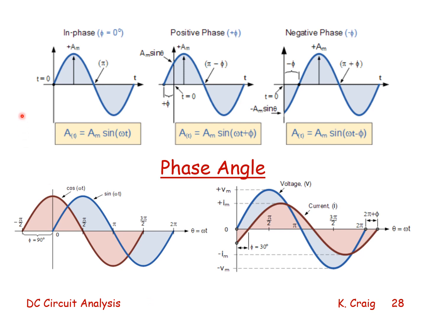The diagrams at the top show what we mean by in phase, positive phase, and negative phase. At the bottom left, we see a sine and a cosine, and they're 90 degrees out of phase. At the bottom right, we see a voltage curve and a current curve, sine waves, and we see that they are 30 degrees out of phase. These are just examples of curves that are in phase or have leading or lagging phase angles.